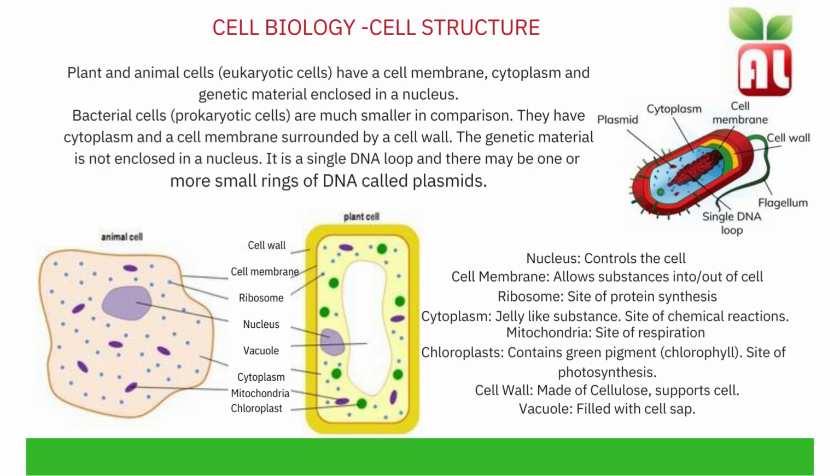The cell wall is made of a substance called cellulose. Cellulose is a protein and it supports the cell. The vacuole is filled with cell sap.